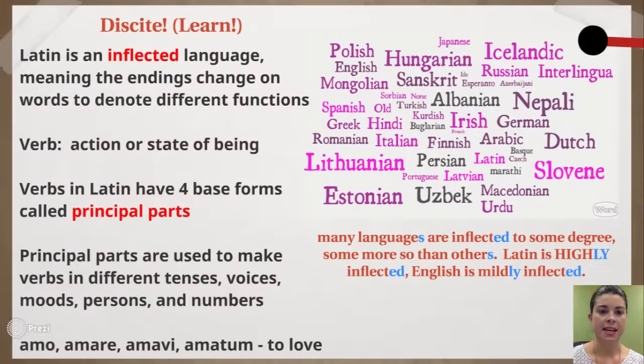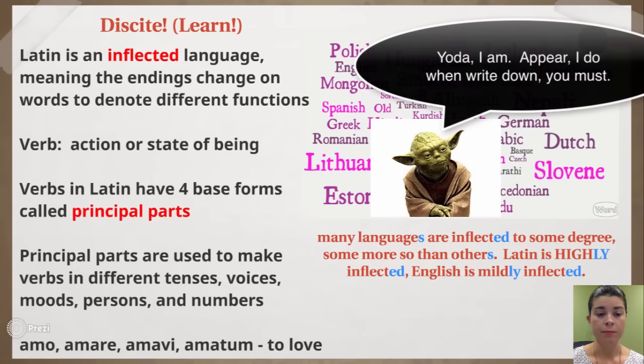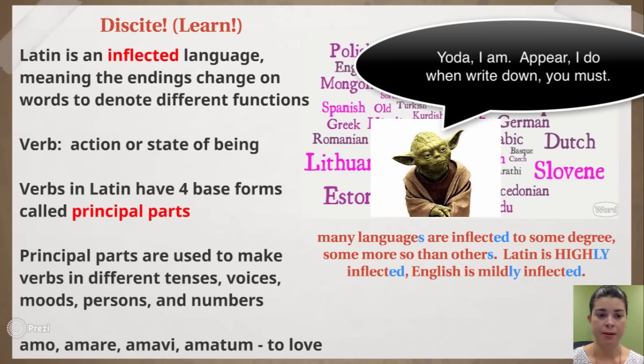We're going to discite, or learn. Latin is an inflected language. This means that the endings change on words to denote different functions, essentially who's doing an action or if something's the subject and things like that. Now, we're going to be talking exclusively about verbs today, which is an action, of course, or a state of being, as you remember from our discussion on the imperative.